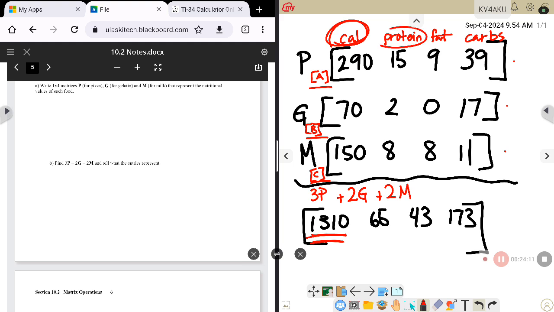The next number is the grams of protein. So you would have consumed 65 grams of protein. The next one is the grams of fat. So 43 grams of fat. And the last column is the number of carbs. So you would have consumed 173 grams of carbs for eating these amounts of those food and drink items.